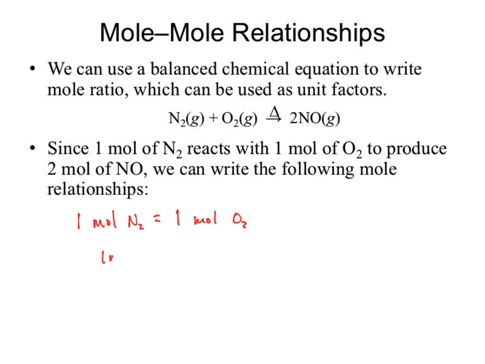2. 1 mole of N2 over 1 mole of O2, and it also gets me 1 mole of O2 over 1 mole of N2. So every equality gets me 2 conversions. How many equalities do I have from that chemical equation?